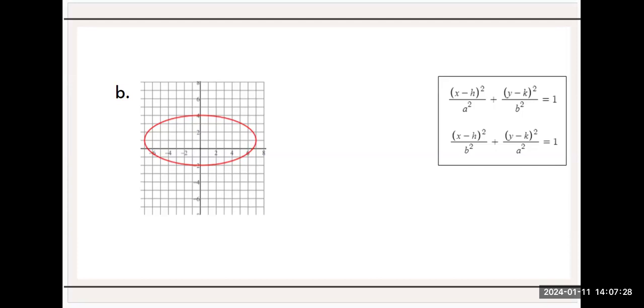Yep, B is 3. Yes, yes. Good, good. It is the first equation because it's longer left and right. A squared under X, that's right. Coming together, guys. All right, I think we have it.